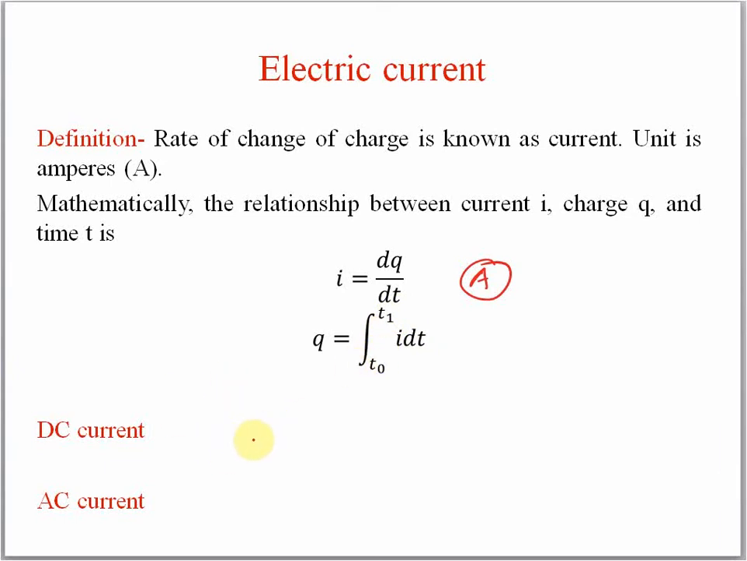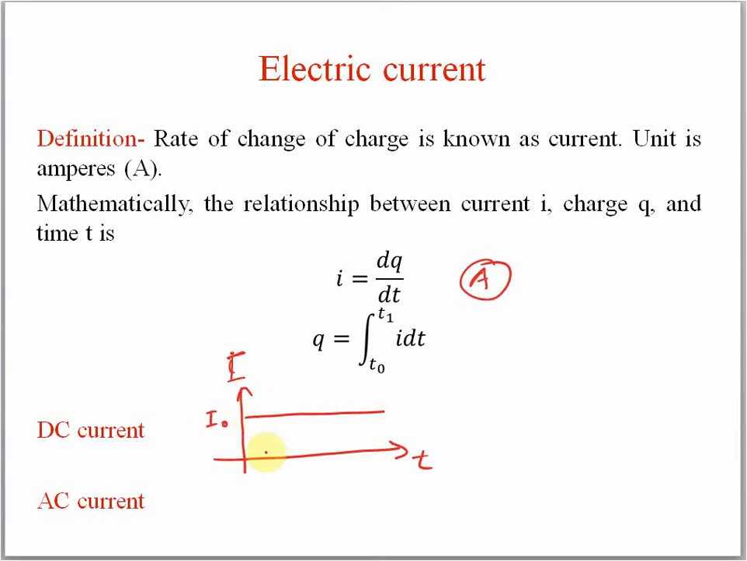DC current is that type of current that does not change polarity with respect to time. That means, suppose this is the current on the y-axis, and this is the time. Then what will be the current? Current is constant with respect to time. Suppose this current is I naught.